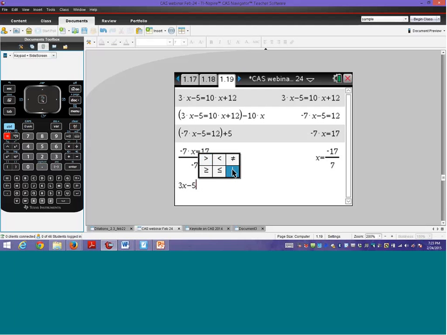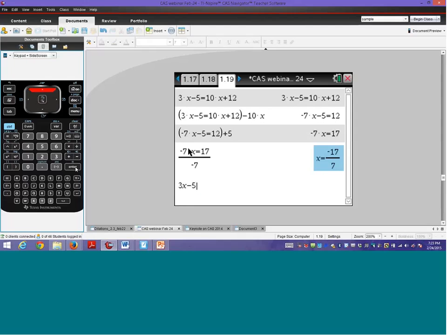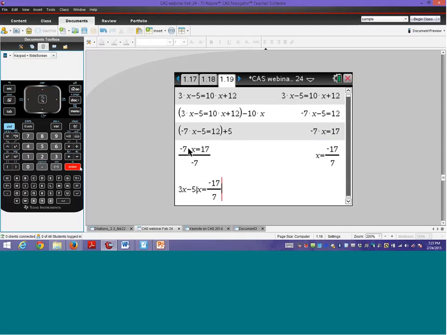And that's the such that key right there. This says, evaluate the expression 3x minus 5 such that, and I'd like to evaluate it with x being this number. So I'm going to use a feature on the Nspire: click the up arrow, go up and grab that, and press enter to paste it where the cursor was. And so this expression means to take the expression 3x minus 5 and evaluate it at negative 17/7.